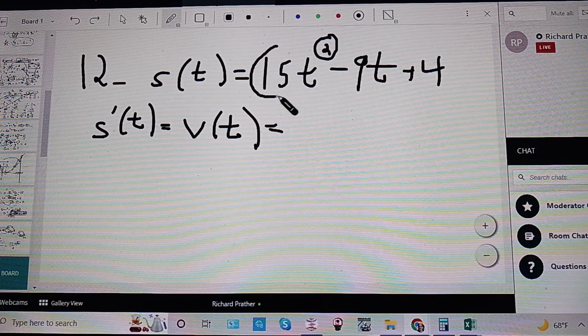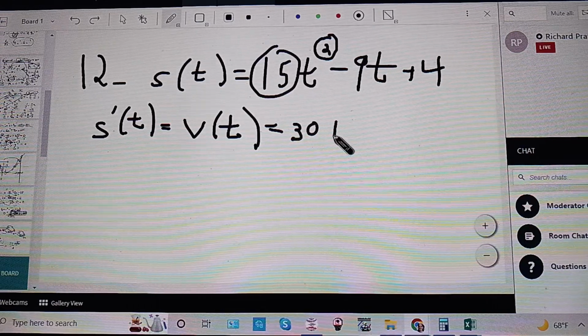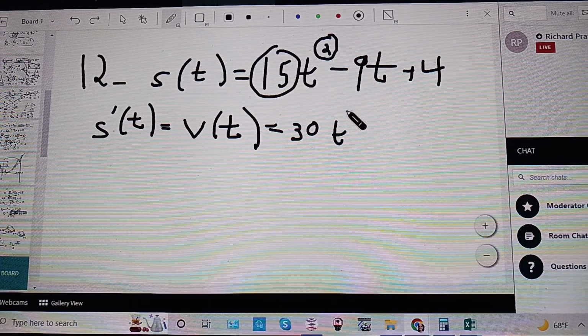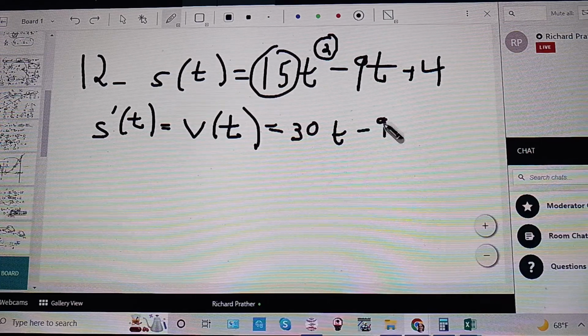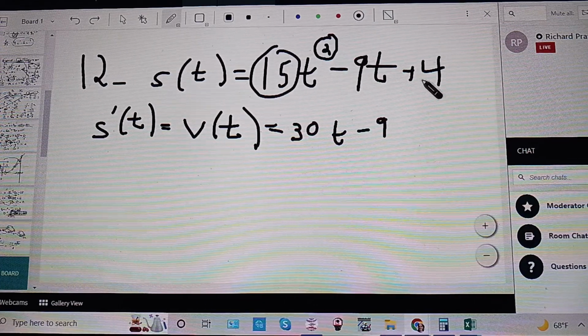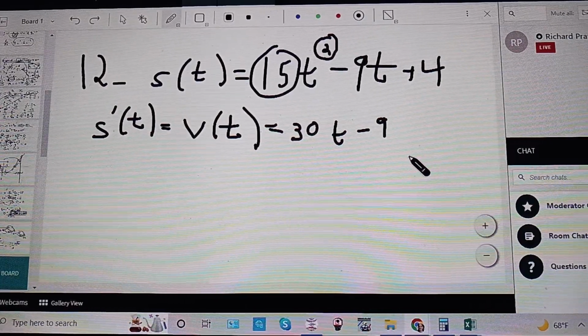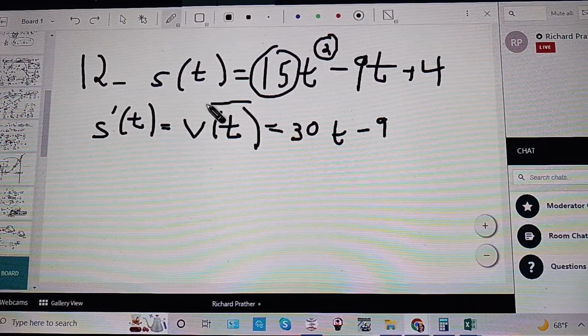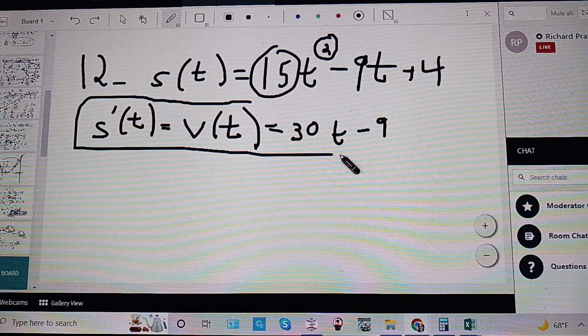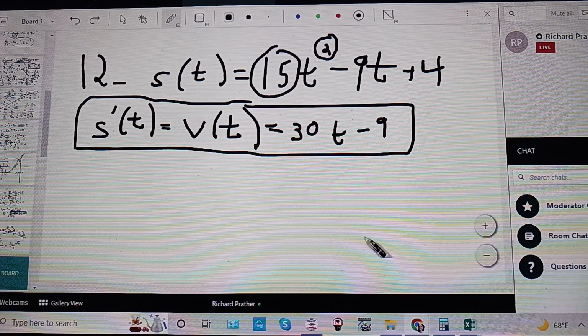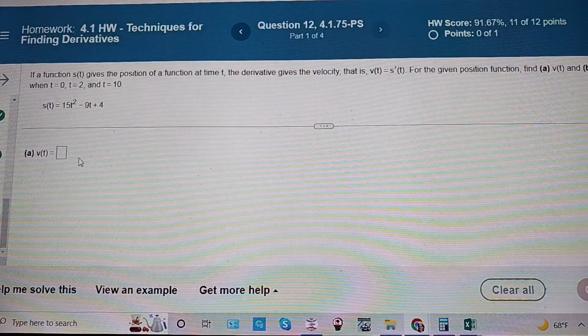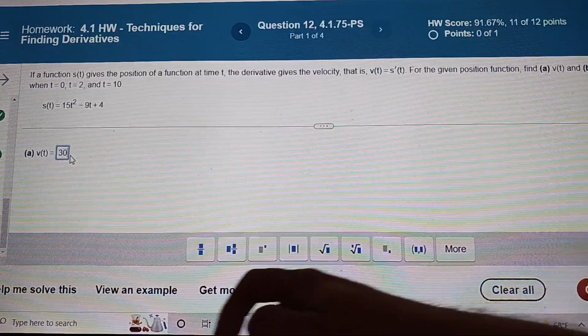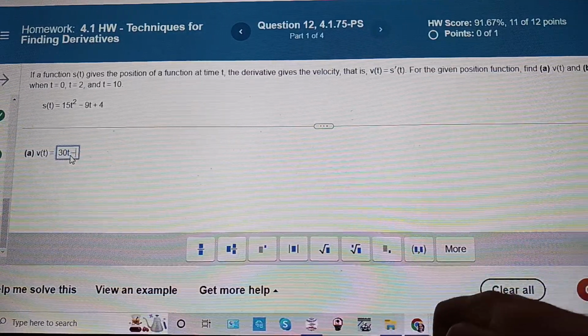2 times 15 is 30. Decrease the exponent by 1. The derivative of negative 9t is just negative 9 because that's linear. And the derivative of 4 is nothing. So this is the first answer. My velocity function is 30t minus 9. 30t minus 9.